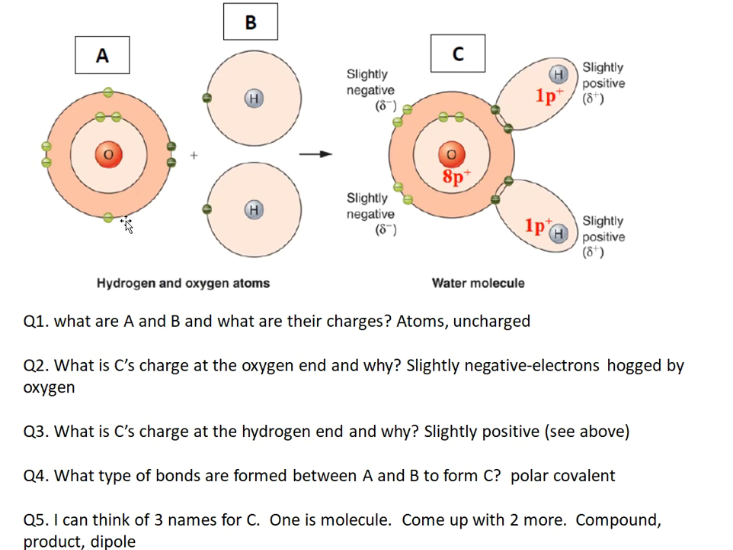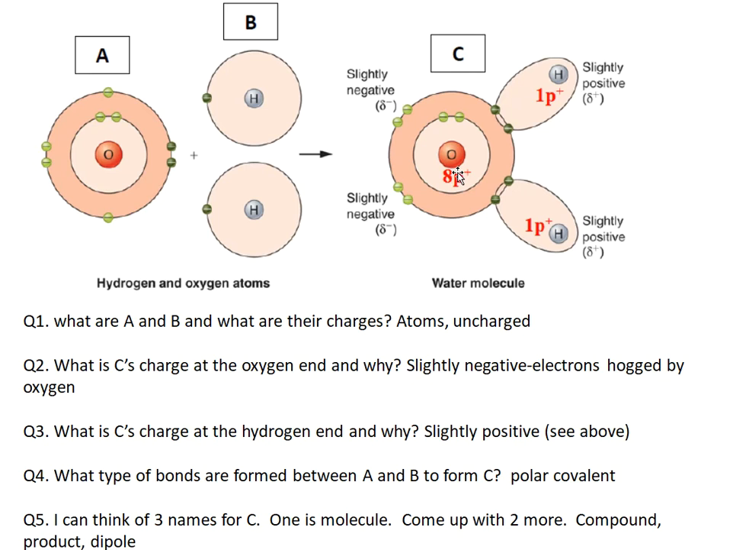In this third reaction, we have an atom of oxygen that is going to form bonds or react with two atoms of hydrogen to form water, which is H2O. Question 1, what are A and B, and what are their charges? Again, these are atoms, so they are uncharged.